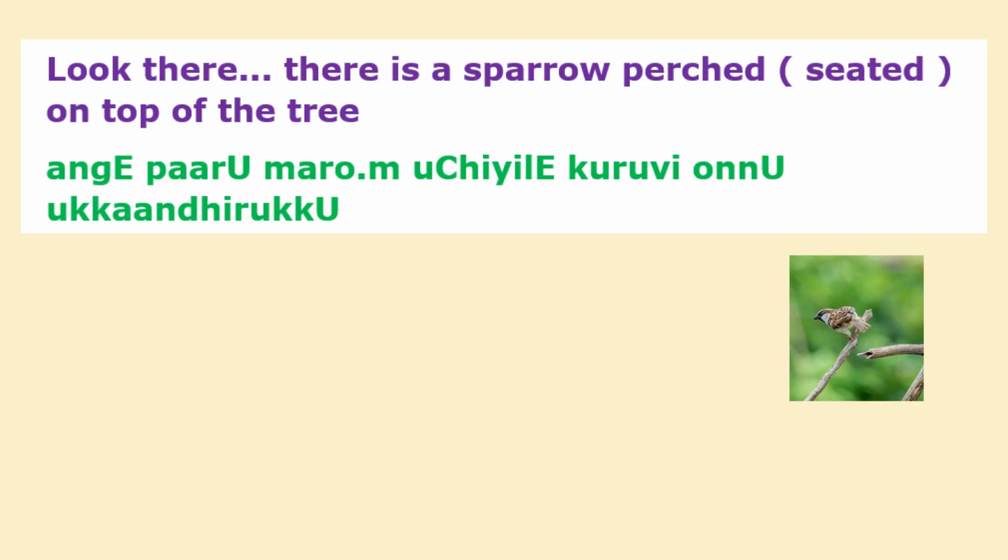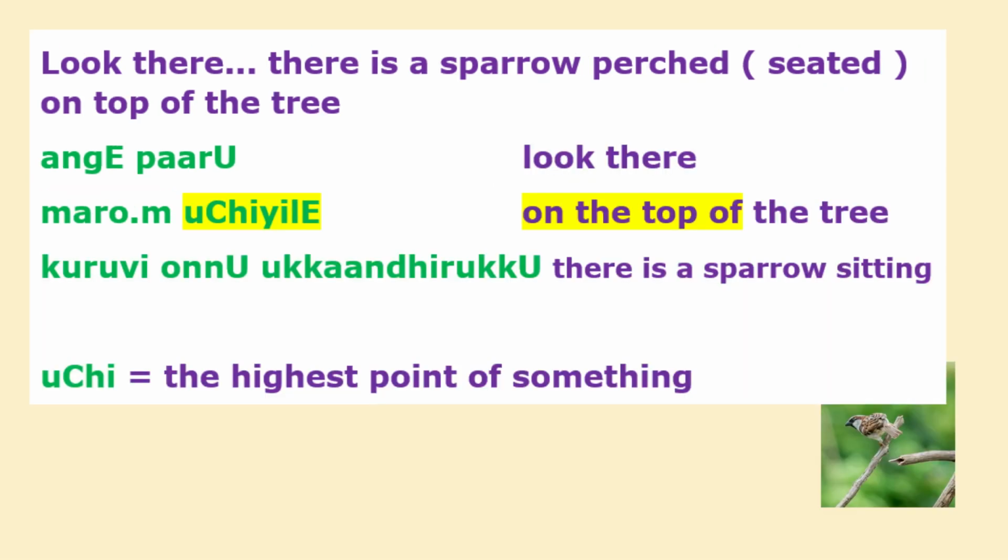Hey, look there. There's a sparrow perched on top of the tree. அங்க பாரு, மரம் உச்சியில குருவி ஒன்று உட்காந்துருக்கு. Hey, look there. There's a sparrow sitting on top of the tree. அங்க பாரு, look there. மரம் உச்சியில on top of the tree குருவி ஒன்று உட்காந்துருக்கு. குருவி is sparrow and உச்சி is the highest point of something.